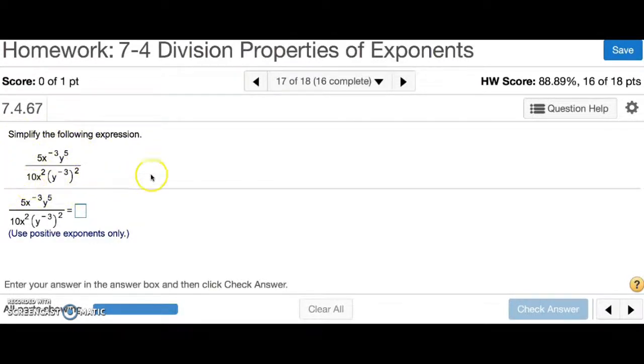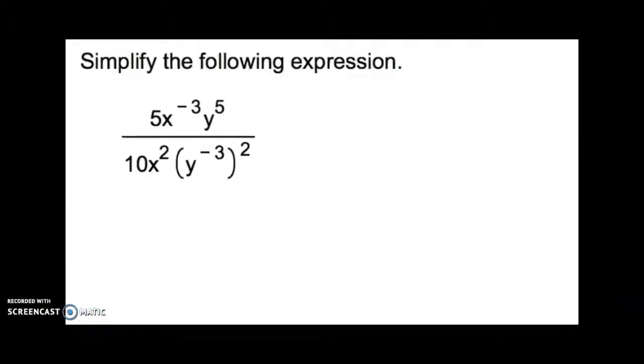There's a lot going on there, so let's take a good look at it. At first glance, this looks very messy and very obnoxious, but if you take it piece by piece, it's not too bad. So first we start by dealing with the numbers in front, the constants, the coefficients of the numbers. So we have 5 over 10. And since the larger number is at the bottom, reduce it as if it's the fraction 5/10, and that becomes 1/2. So just write 2 at the bottom of the fraction.